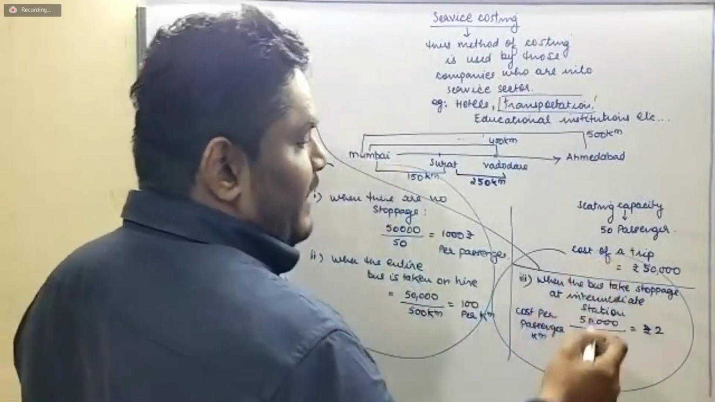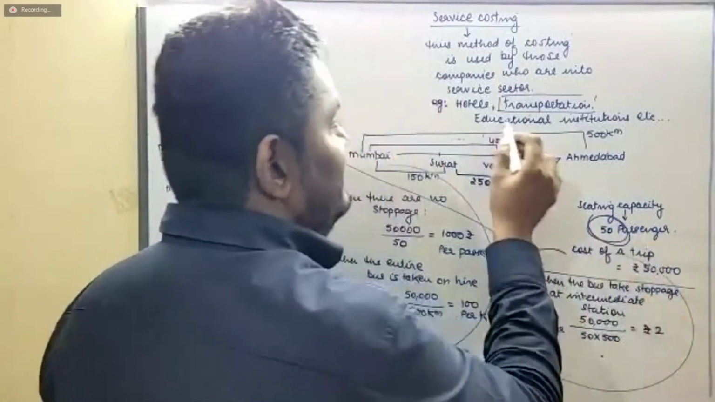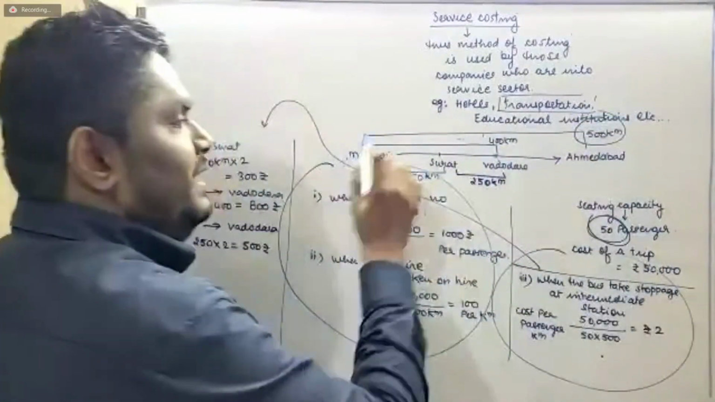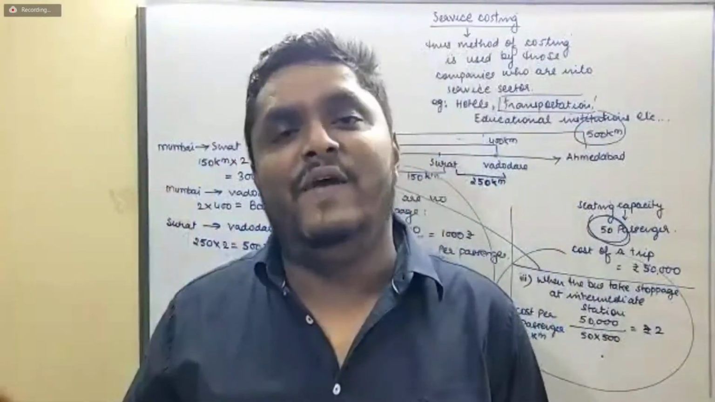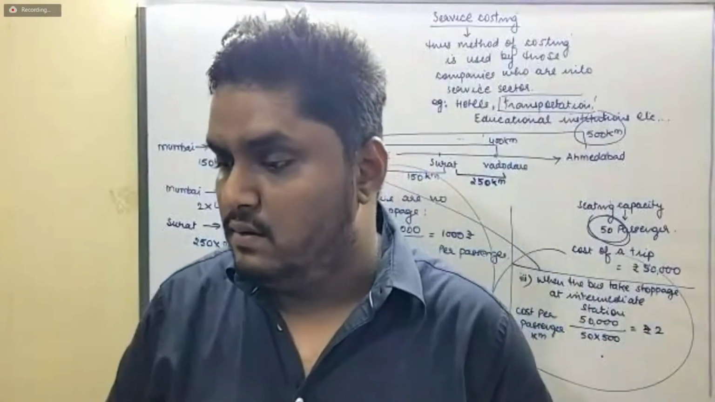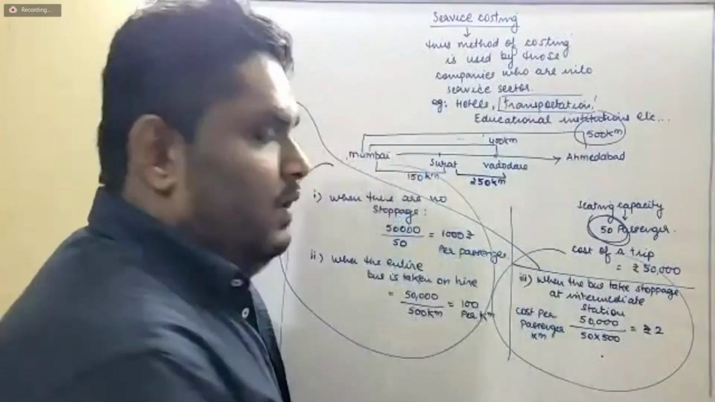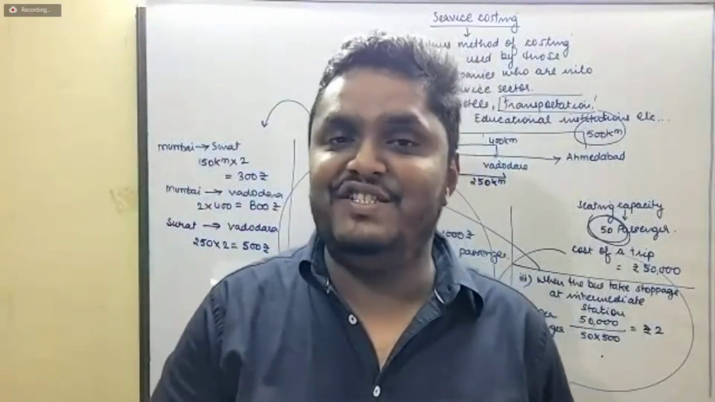See, 50 into 500, why I did? Because the passengers traveling are 50 and the distance traveled is 500 kilometers. That is from Mumbai to Ahmedabad. That's why I have taken 50 passengers and 500 kilometers. So that's why 50 into 500. My point is, how come you got 550? This is incorrect, Shreya.